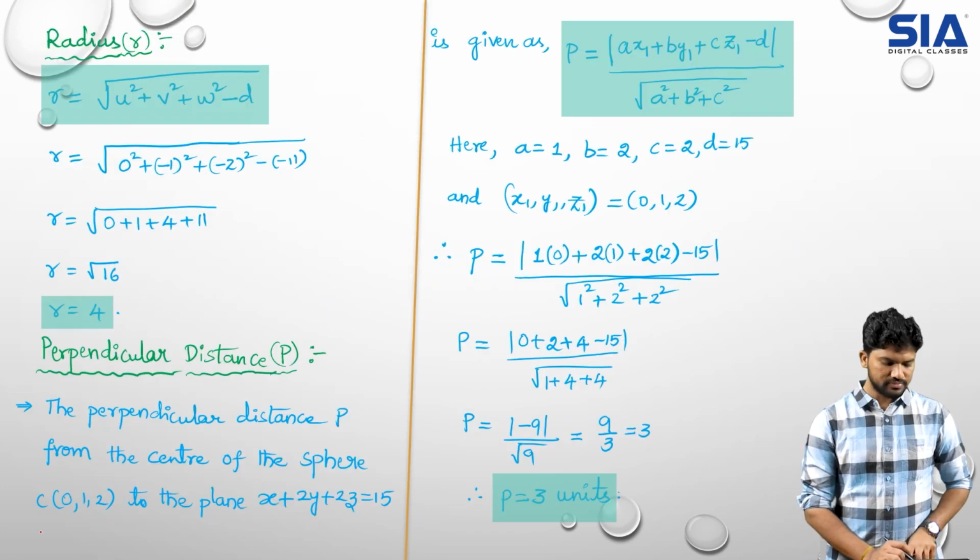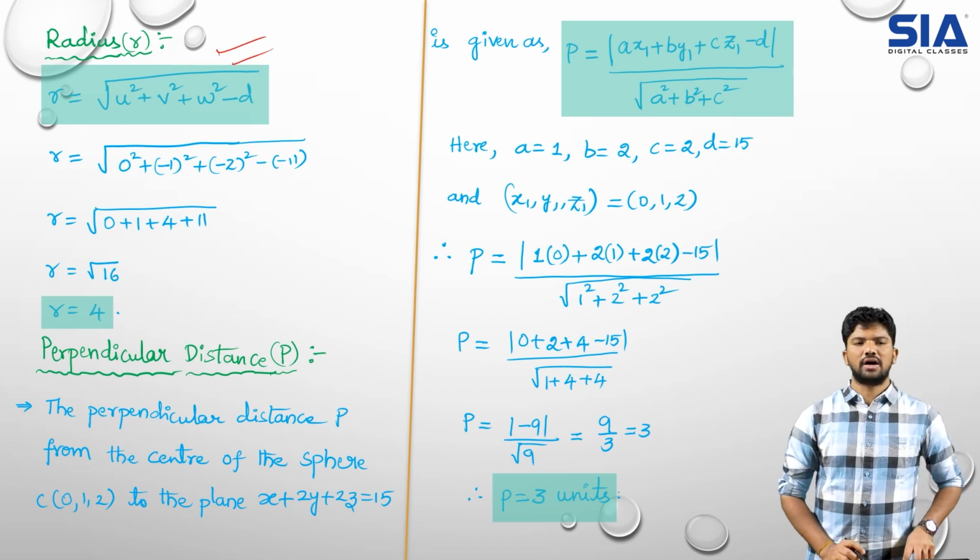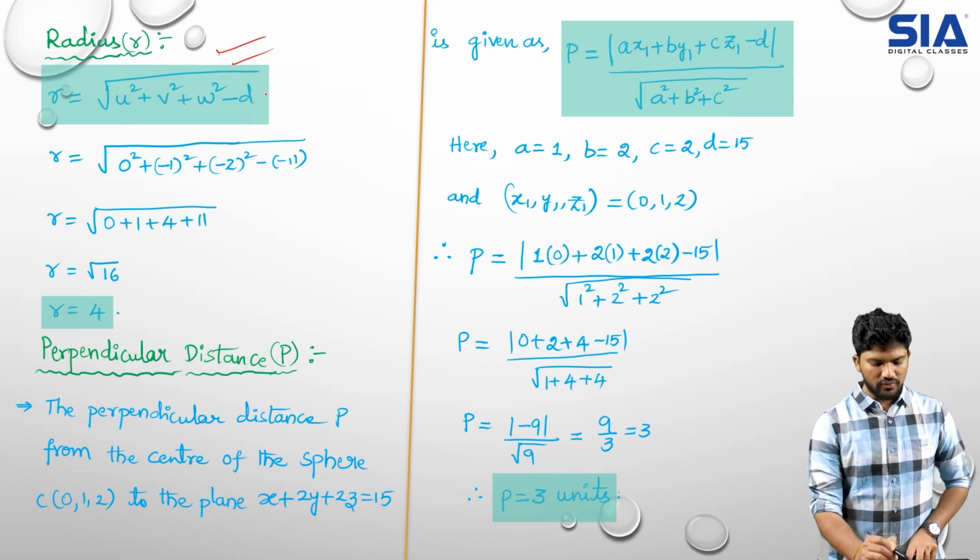Now the radius of the sphere, small r, is equal to the square root of u square plus v square plus w square minus d.